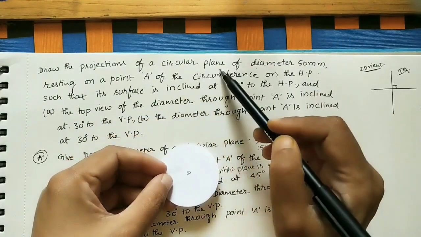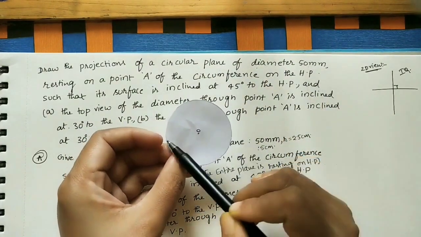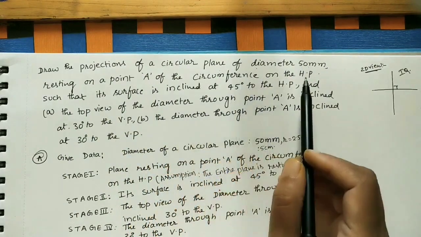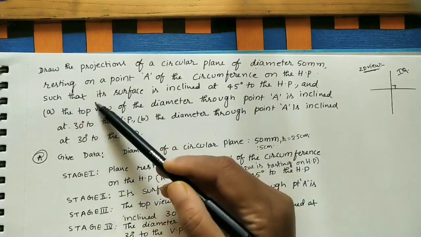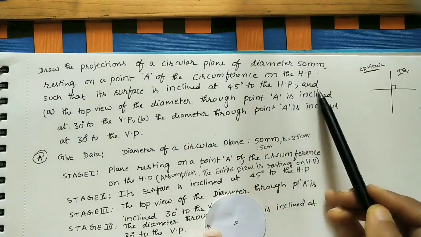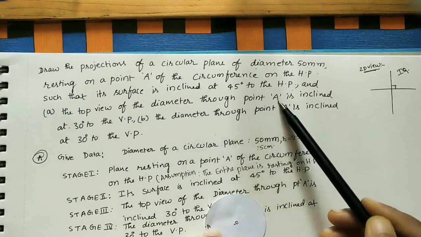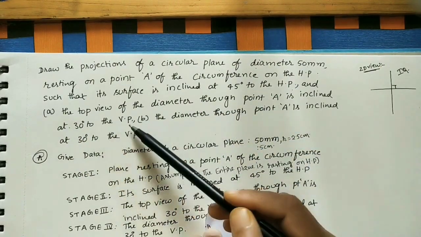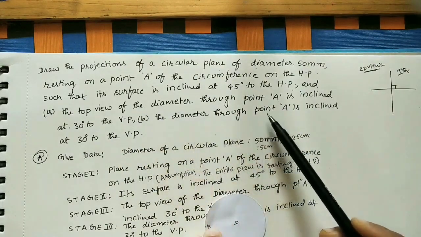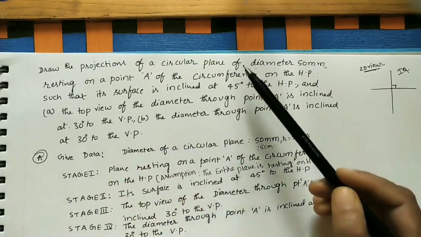So here we are taking a circular plane of diameter 50 mm, that is 5 centimeters, resting on a point capital A of the circumference on the HP. We are keeping it in such a way that its surface is inclined at 45 degrees to the horizontal plane, and first, the top of the diameter through point A is inclined at 30 degrees to the VP, that is the vertical plane, and second, the diameter through point A is inclined at 30 degrees to the VP. So this is the given question.